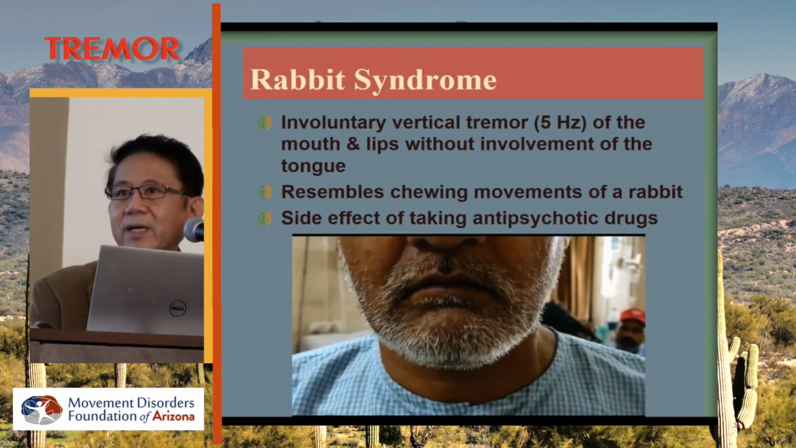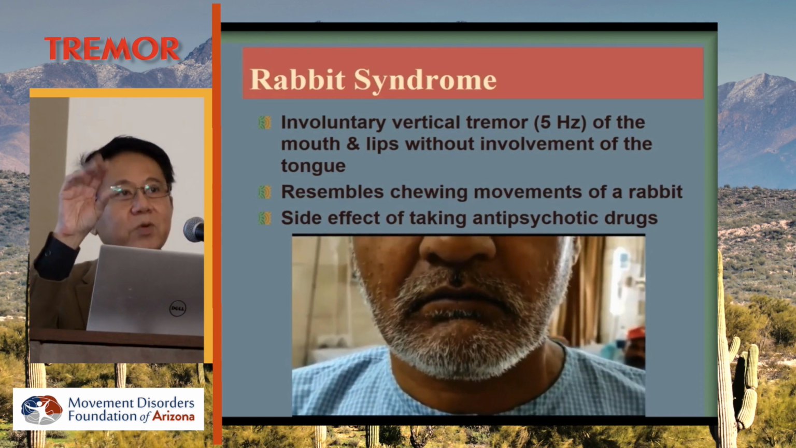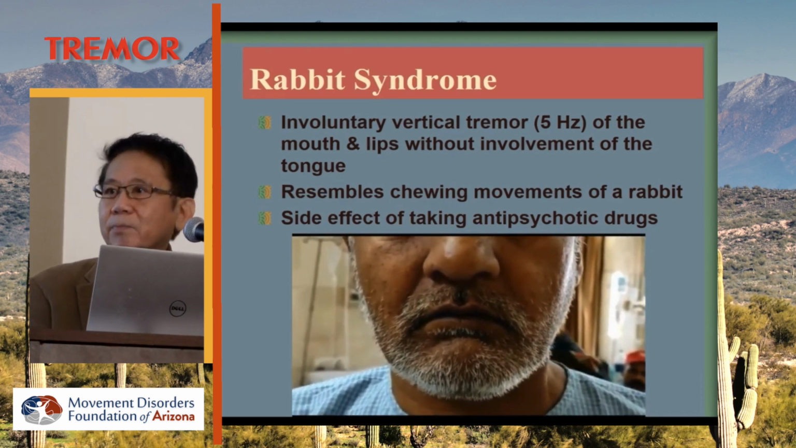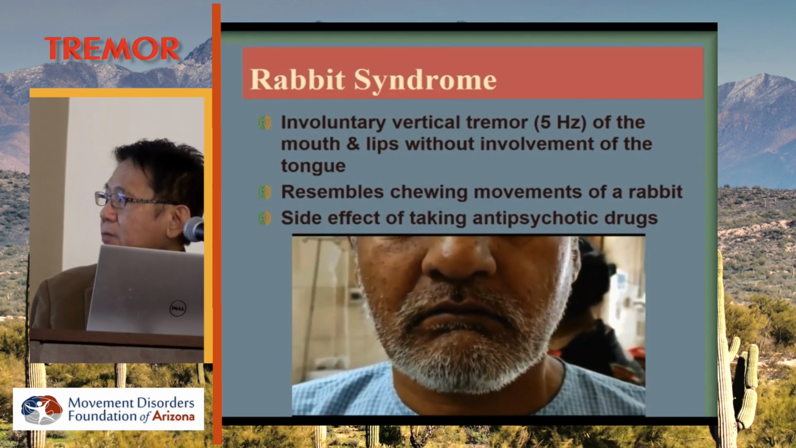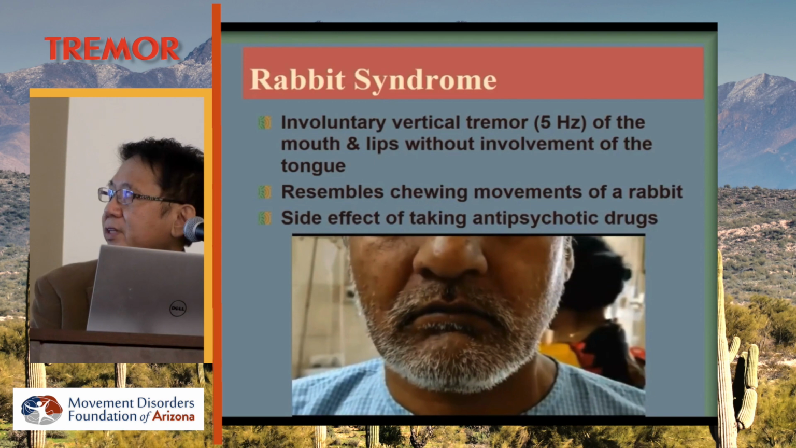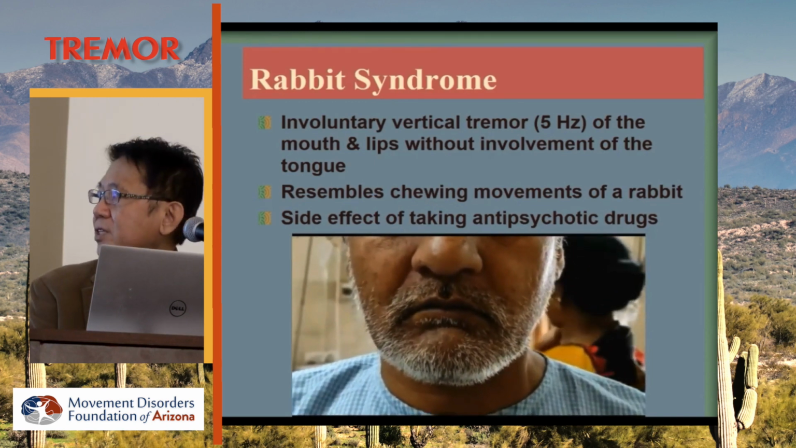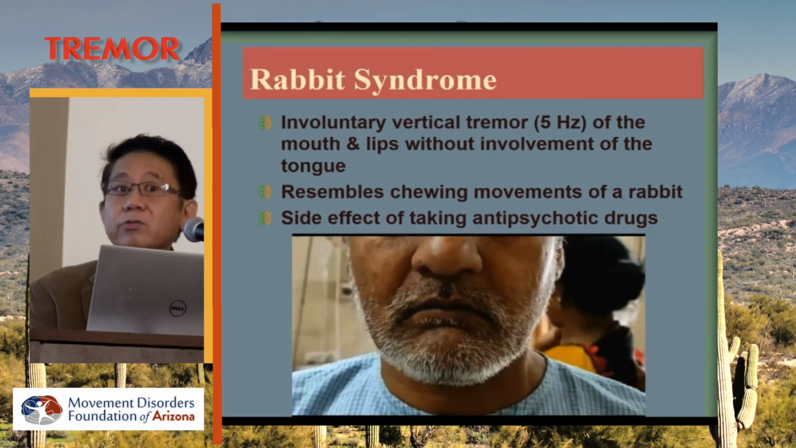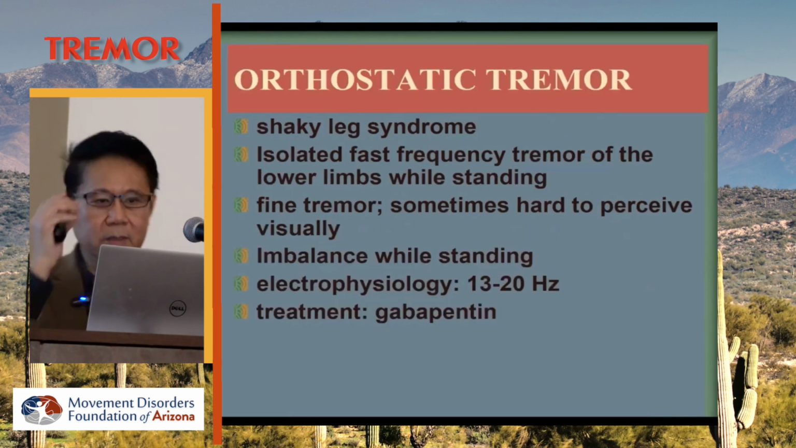Now there's this interesting tremor condition called the rabbit syndrome. So the rabbit, if you notice, has a constantly moving nose and mouth, right? Even at baseline. So you see here a vertical movement of the chin and of the lips. Whenever I see that vertical movement and I measure this with surface EMG, the frequency is about 5 to 6 hertz. Then I say, okay, this must be drug-induced. So this is a drug-induced tremor, usually caused by antipsychotic drugs. And this is reversible.